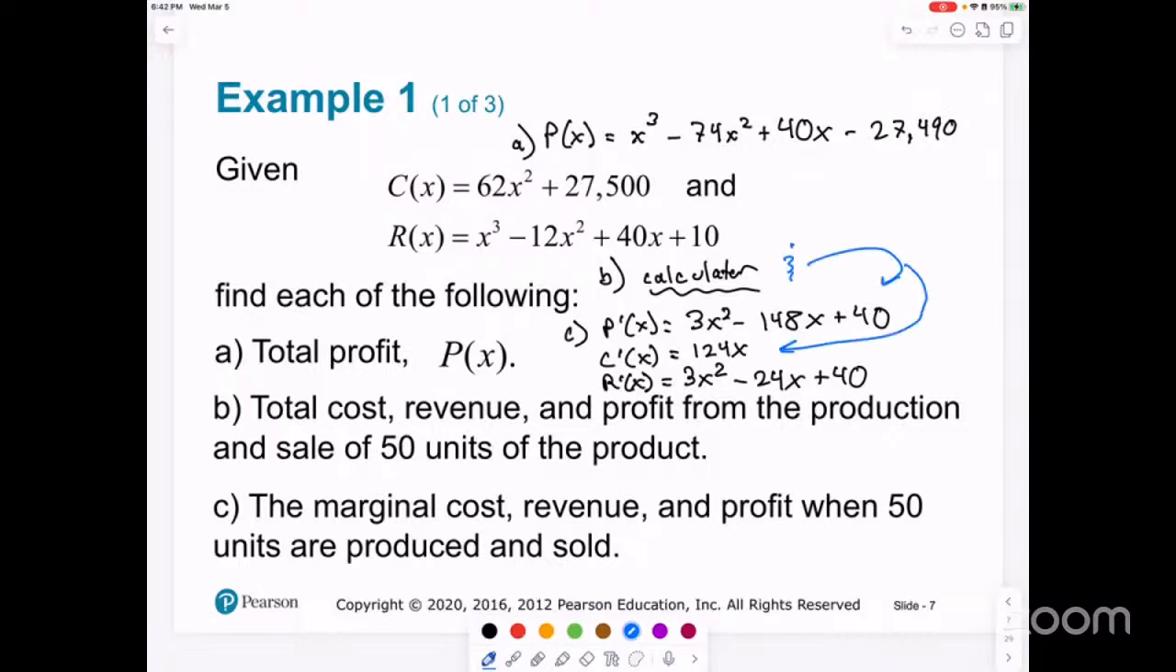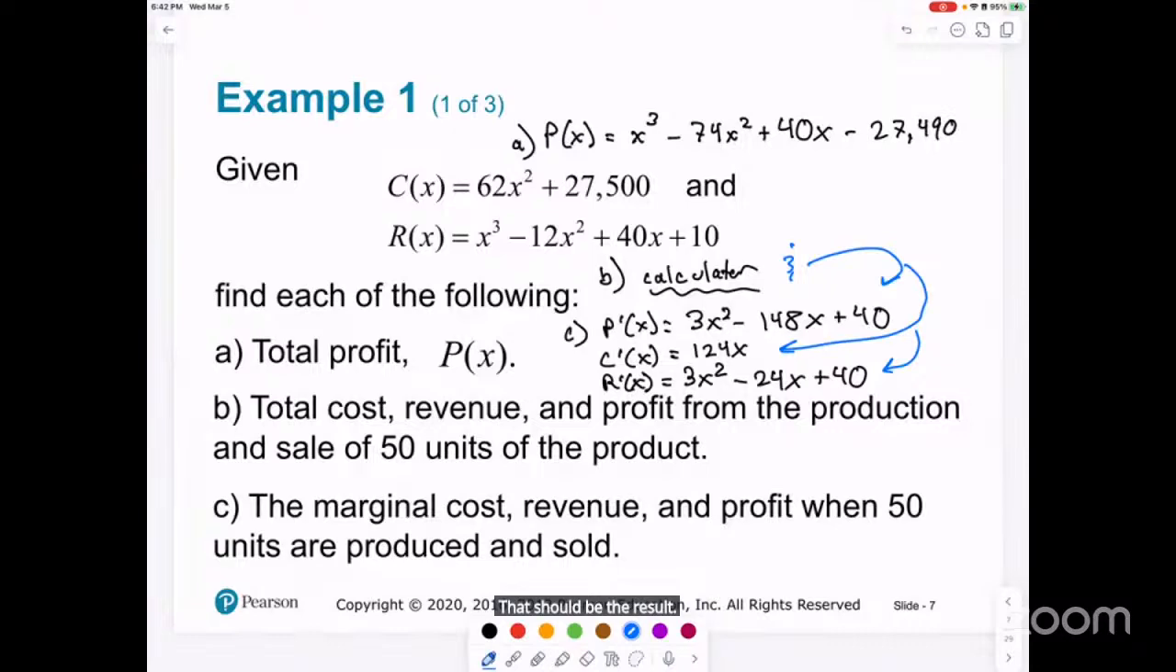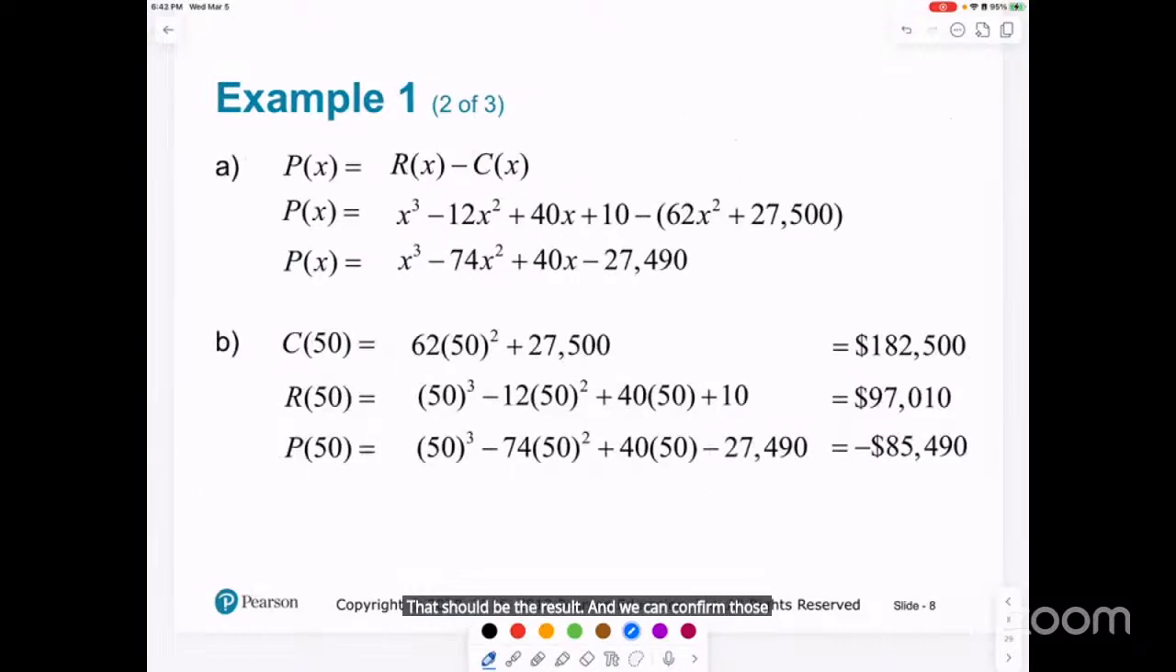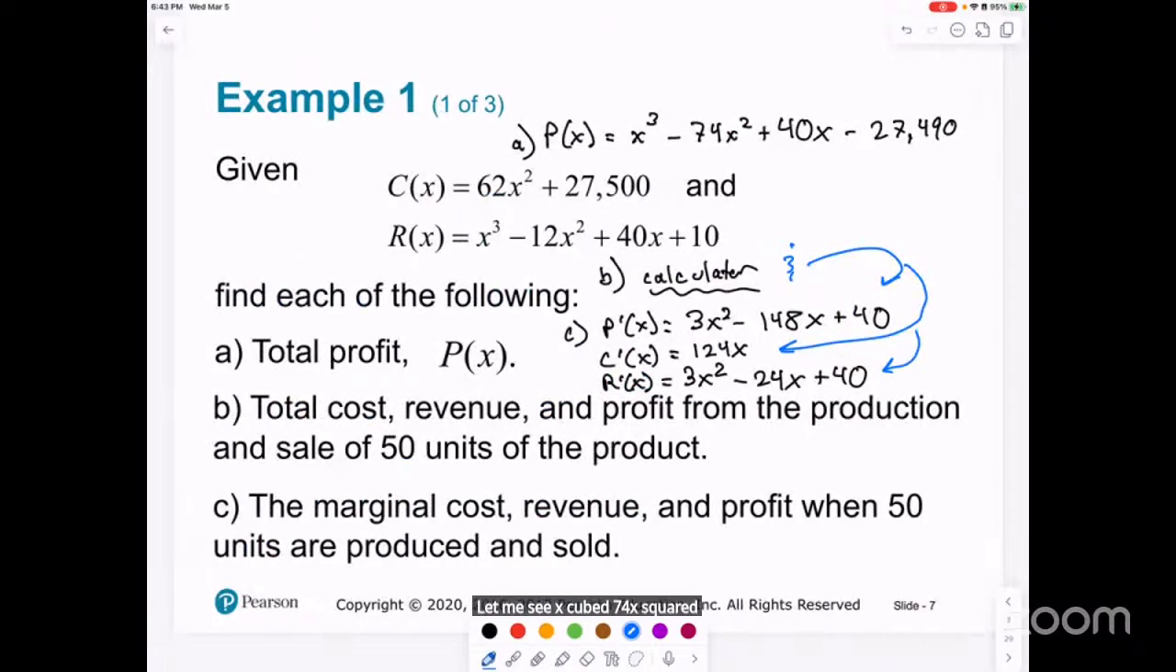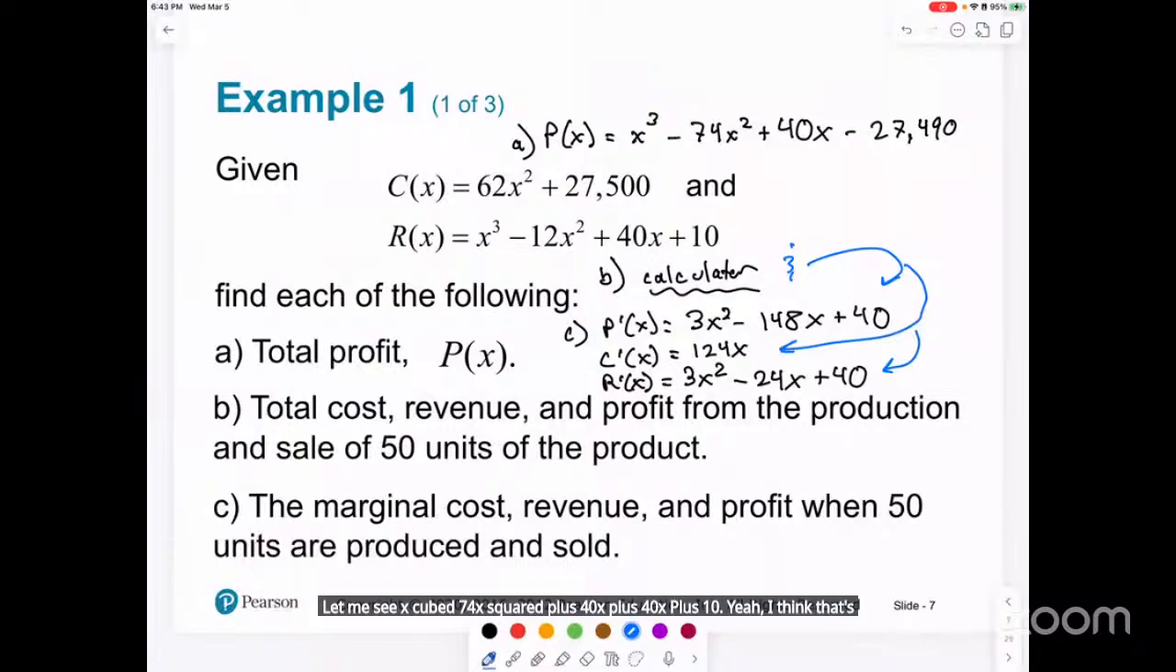So just use your calculator, because once you have those derivatives, you just plug in 50. And that should be the result. And we can confirm those results here. Let me see, x cubed, 74x squared, plus 40x, plus 10. Yeah, I think that's what we got, negative 27,490.